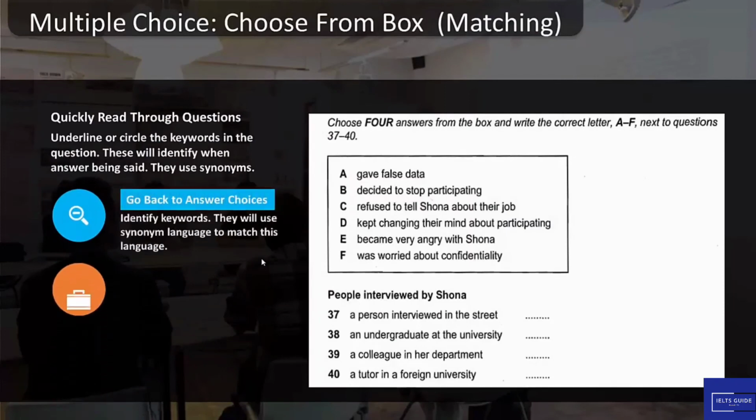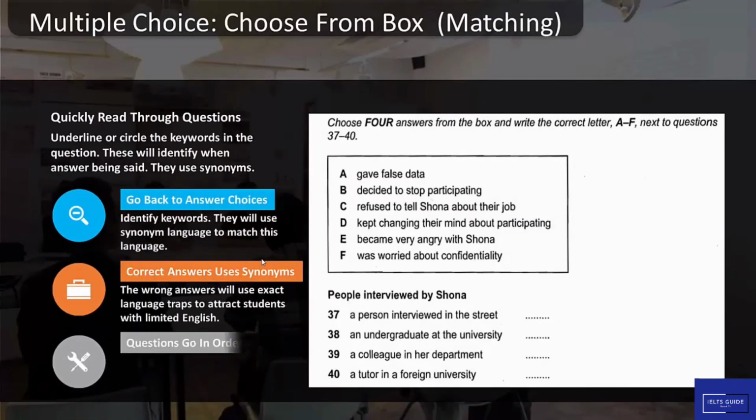Here is the same choosing from a box question, but you can see from the numbers 37 to 40, now we're in section number 4, and look at how they've increased the difficulty level. The answer choices in the box are now 6 instead of 3. The answer choices in the box are longer. The questions are a little bit longer. But that's how they really raise the level of difficulty. Same question type, but that's what they're doing to increase the difficulty level.